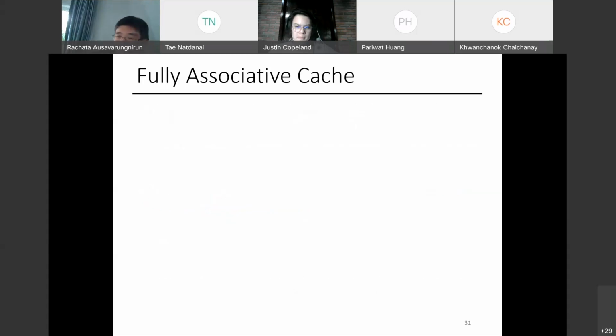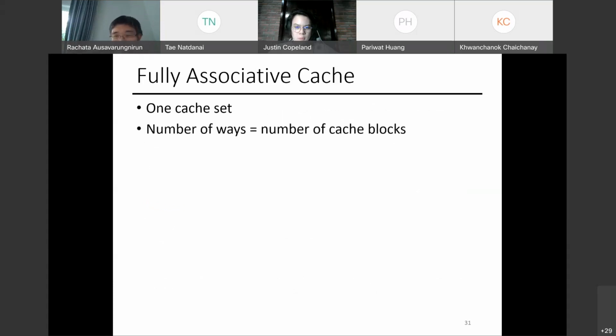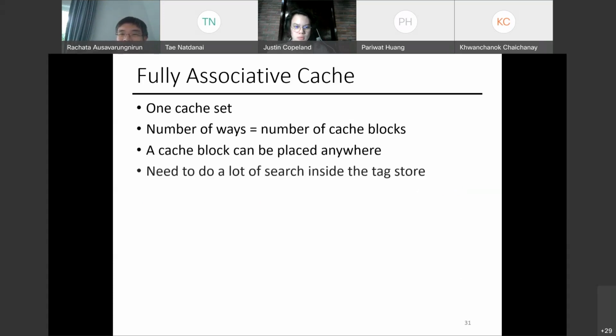Fully associative cache is the extreme of this. One set, everything is in there. Number of ways equals number of cache blocks, right? A cache block can be placed anywhere, and you need to do a lot of search inside the tag store to find your own data.